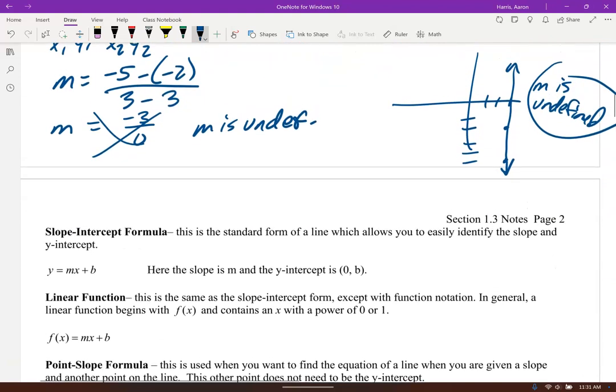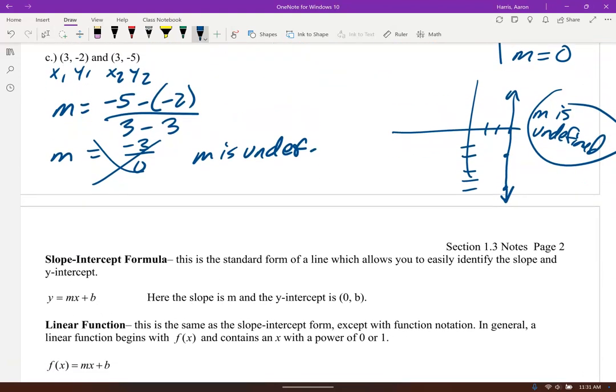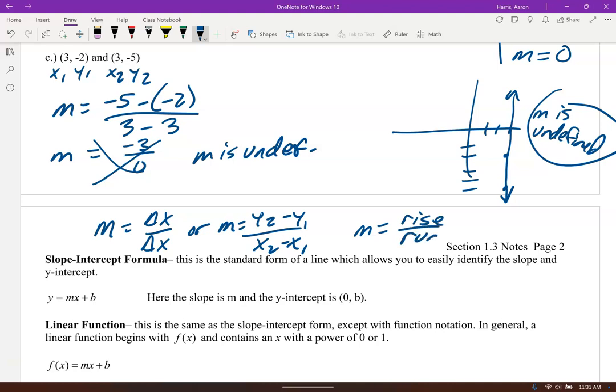All right, so just as a recap, slope is your vertical change over your horizontal change, or y2 minus y1 over x2 minus x1, and it's how much you rise over how much you run, right?